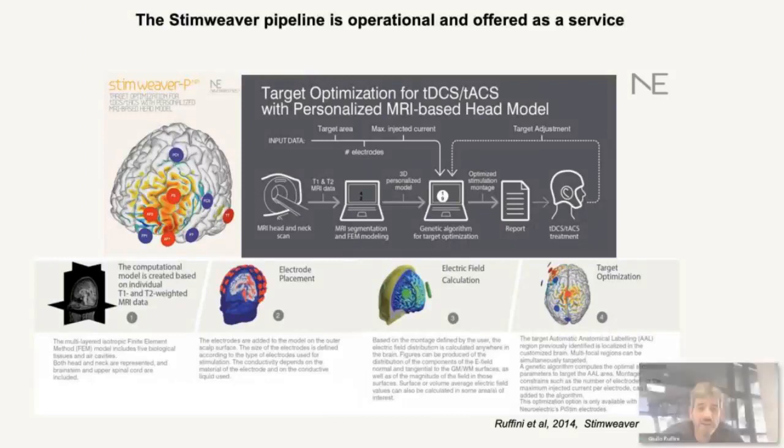We have now a pipeline in place that we use for clients or for our clinical trials, where we can start from the MRI of a subject and build an electric field model and then optimize the electric field distribution based on a target specification. You may want to stimulate, like in this case, the left dorsolateral prefrontal cortex, and the algorithm gives you, with some constraints, the best distribution of electrodes to do that. And this is operational now.